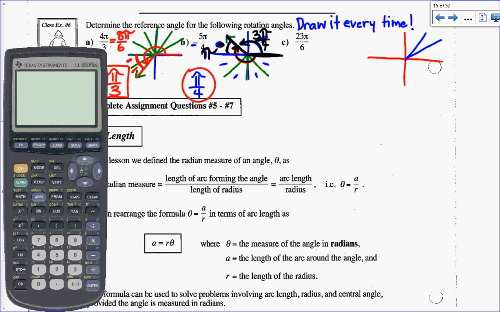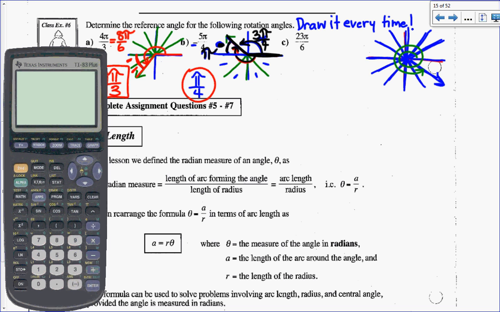So 1, 2, 3, 4, 5, 6, 7, 8, 9, 10, 11, 12, 13, 14, 15, 16, 17, 18, 19, 20, 21, 22, 23. I'm ending there. See how important it is to put that arrow on my last line just to differentiate it from all my other lines that I had to use to count, and I can see where my angle ended. So I went around once, I went around twice, and I actually ended there.